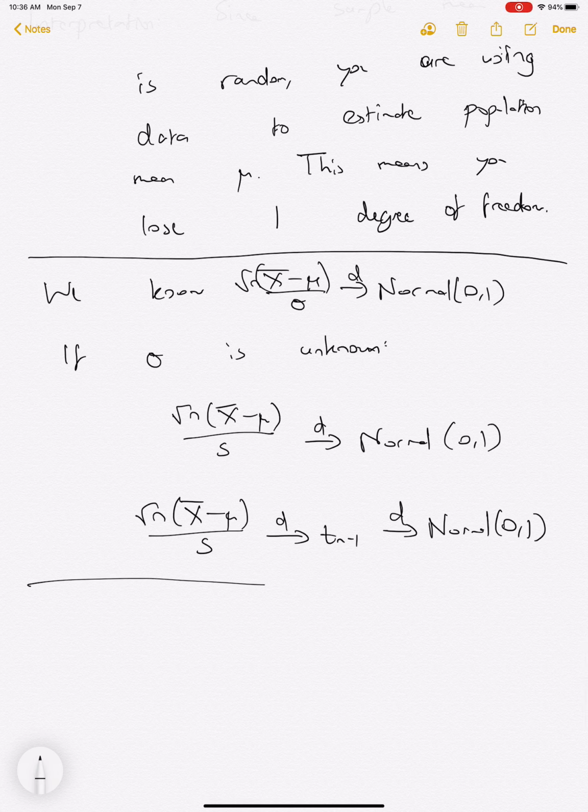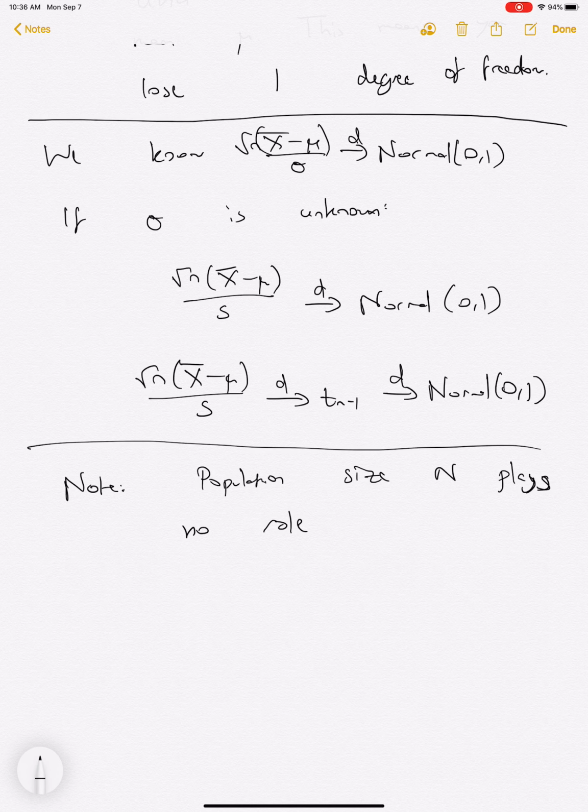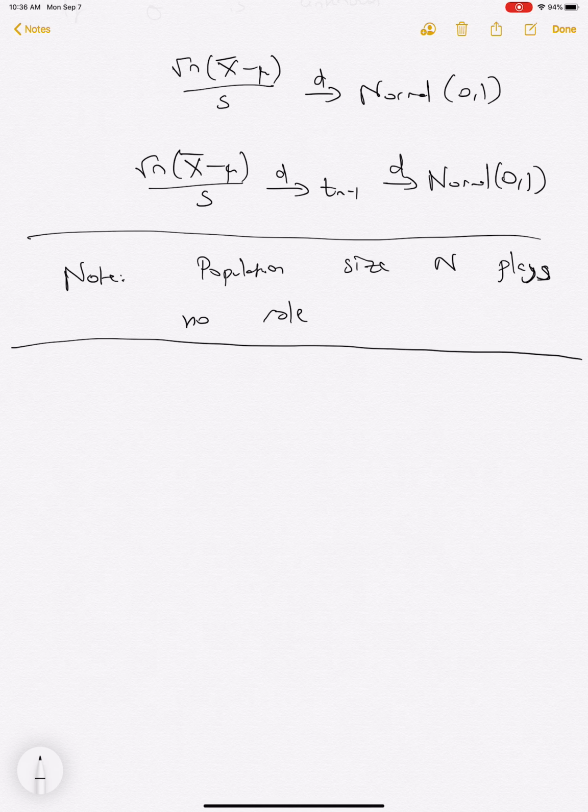And the other thing to note is that population size, big N, plays no role, and we'll see that that isn't going to be the case when we have simple random sampling. So the rest of this lecture, we're going to see some more funky calculations that we have to deal with when we start looking at simple random sampling.